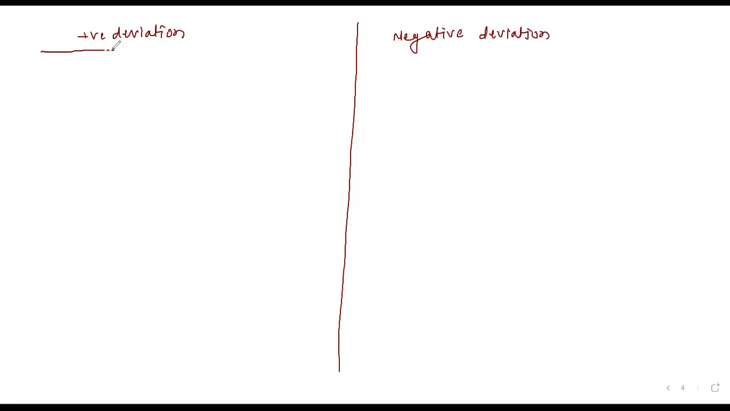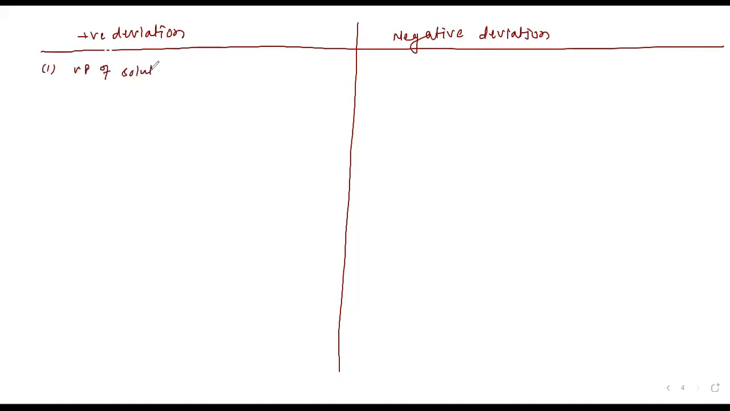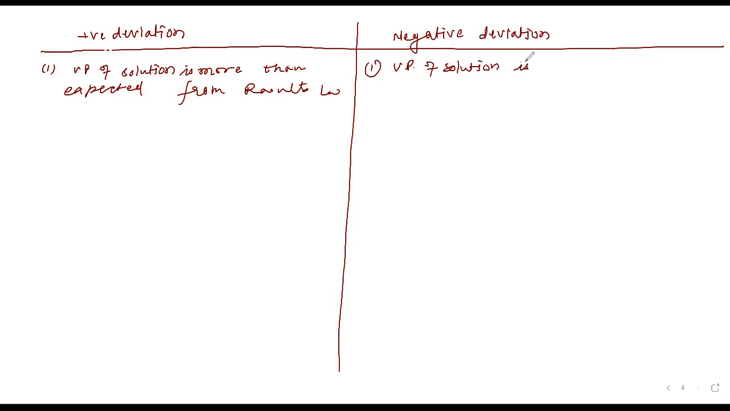These are the points we are going to mention. First point: the vapor pressure of the solution is more than expected from Raoult's law. And here, the vapor pressure of the solution is less than expected from Raoult's law.